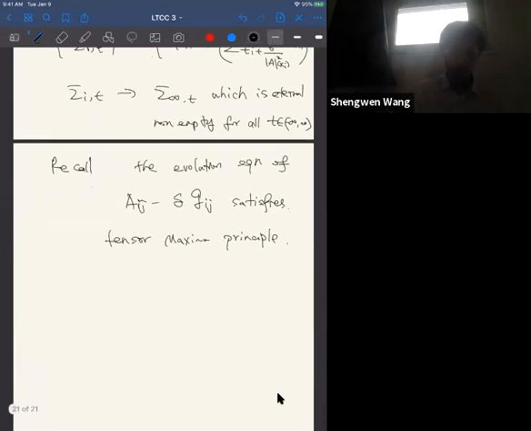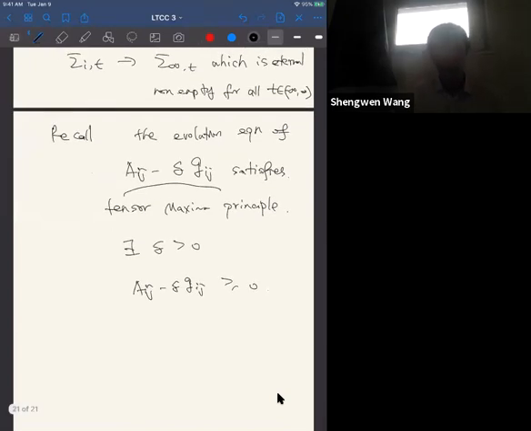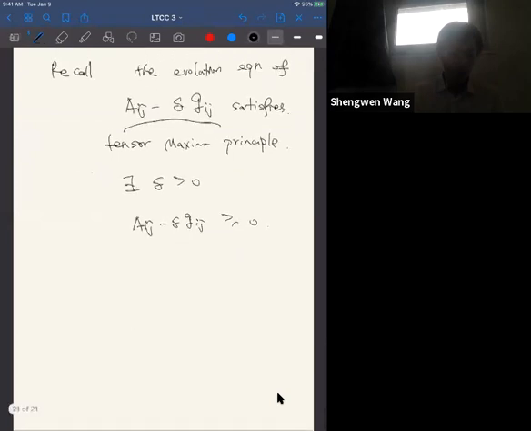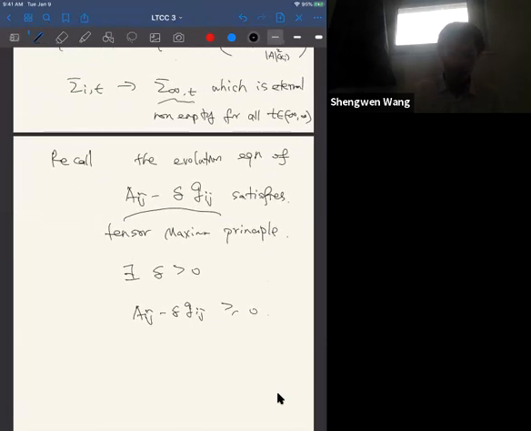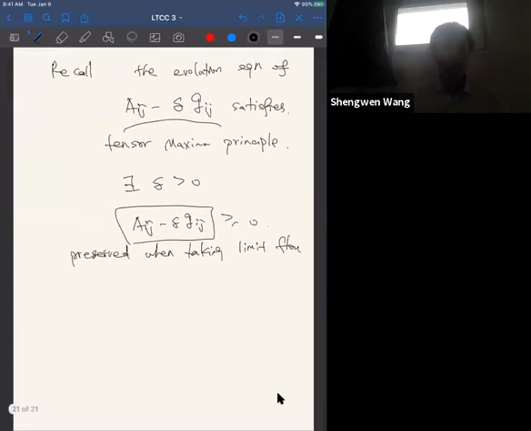Okay. And in particular, if the surface is initially convex, it means that there is some delta greater than 0 such that this tensor is positive definite. And by the tensorial maximum principle, this is preserved for all time and also preserved when you take the limit flow. So in particular, when you obtain this limit flow, this is also satisfied. So this is a scale invariant quantity. It's preserved when you take the limit too.